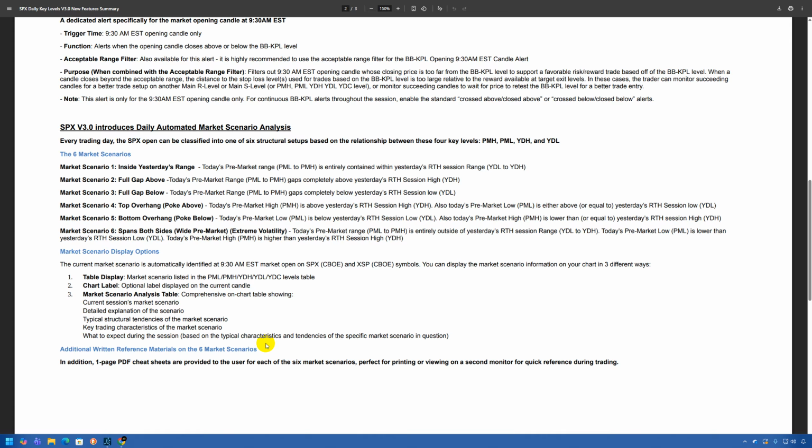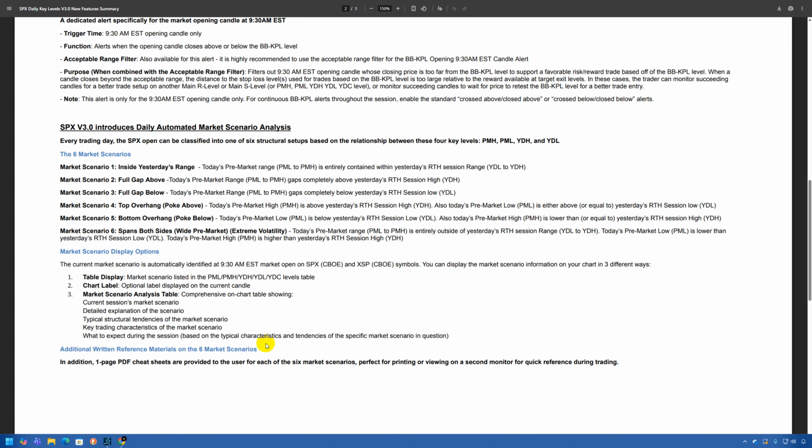Market scenario 2 is full gap above, meaning today's entire pre-market range, PML to PMH, gaps completely above yesterday's RTH session high, YDH. So that means the entire pre-market range has gapped completely above. That is a true gap, not just your normal gap where just the open has gapped above, but in this case, the entire pre-market range is completely above yesterday's RTH session high.